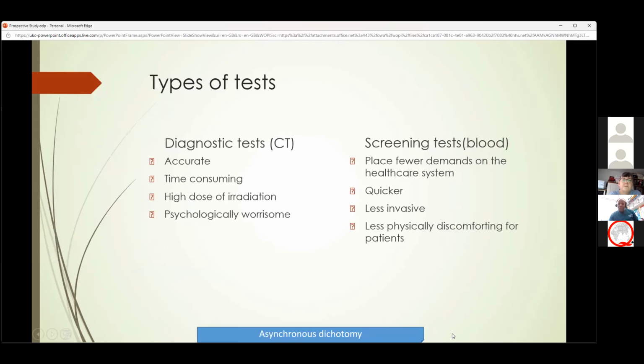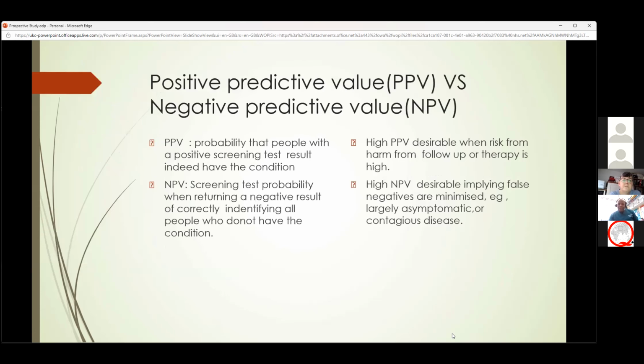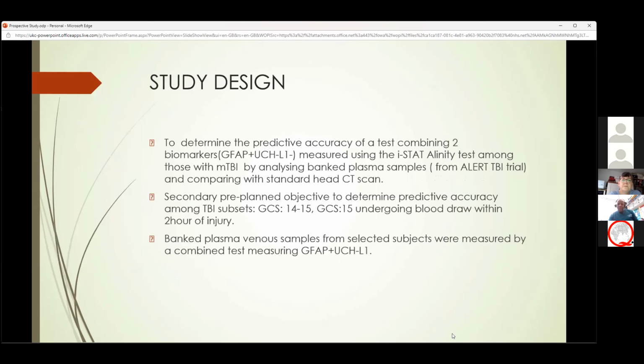Yes, it's because the study design was to determine the predictive accuracy of a test combining two biomarkers measured using a lab assay by analyzing banked samples and comparing with a standard head CT scan to see if someone had intracranial brain injury after trauma to the brain.